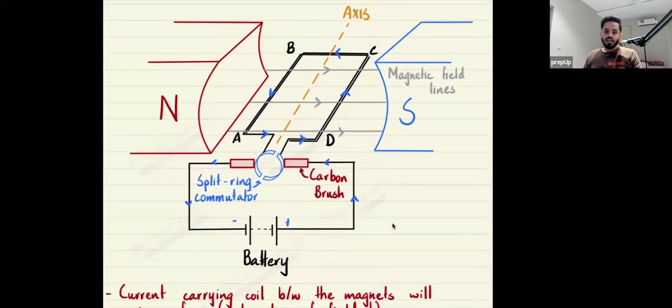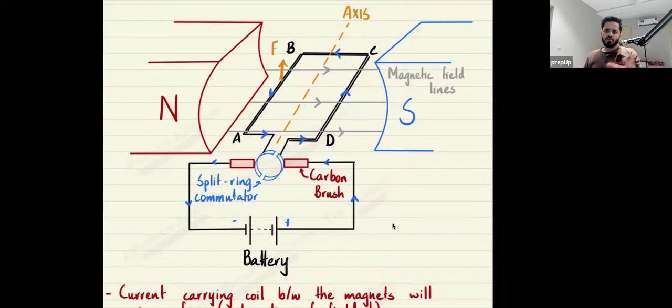Again, let's start with side AB. So I know that my field points like this, which is also shown in gray, and my current in the side AB is actually out of the page, right? So it's pointing out towards me. So then what I see is my thumb points up. So the force on this side is upwards like this.